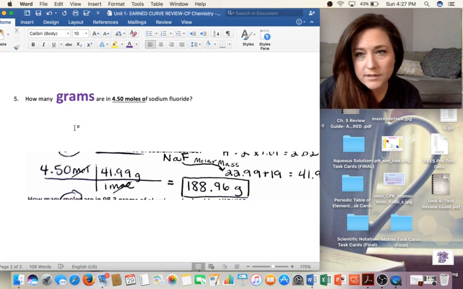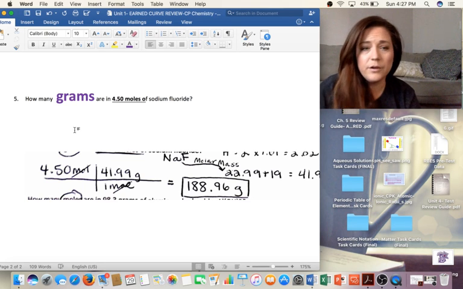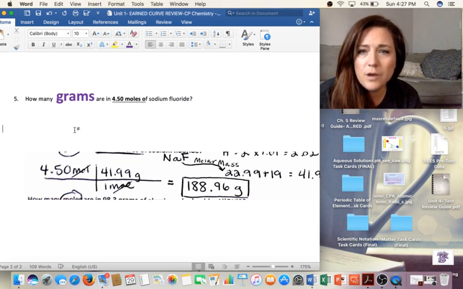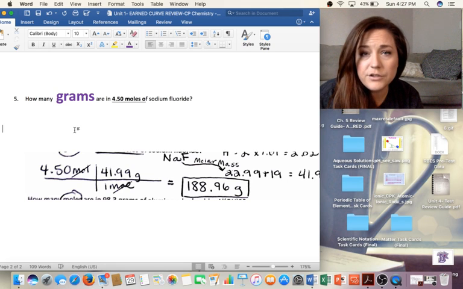So grams is our desired. So that is who we are trying to get to. And moles is what we are given to start with.